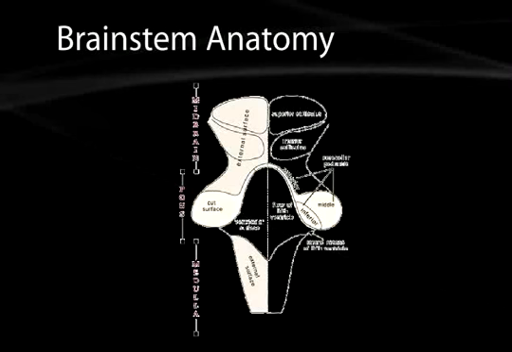Below the pons is where the medulla is, and you can see that there's very little landmarks to look at to be able to say, oh, this is the medulla. It's just a round structure, although it's packed with important structures inside of that.